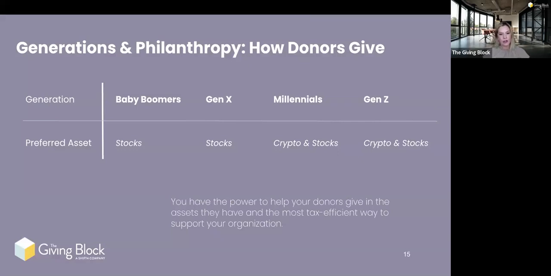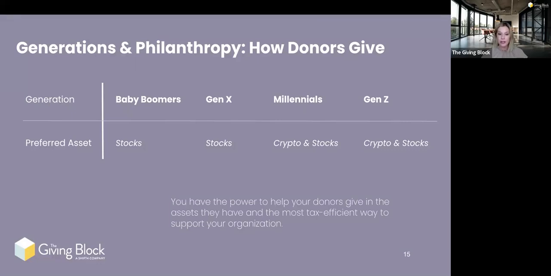To break this down a little further, you can see here the preferred asset given by baby boomers and Gen X is stock. For millennials and Gen Z, it's crypto and stock. So you can see the age difference varies a little bit, and we want to make sure you're leveraging these age groups appropriately. Essentially what we have found is crypto has been an entry point for a lot of these younger individuals to start building wealth, and as they've gotten into that, they've started to diversify their portfolio with stock as well.